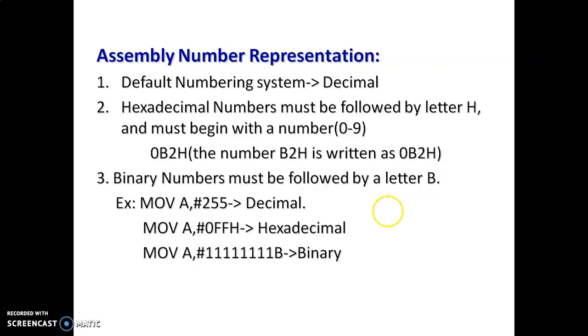And the third rule we have is that all binary numbers must be followed by the letter B. So when you write a binary number here, it has to be followed by the letter B. So these are the assembly number representations we have.